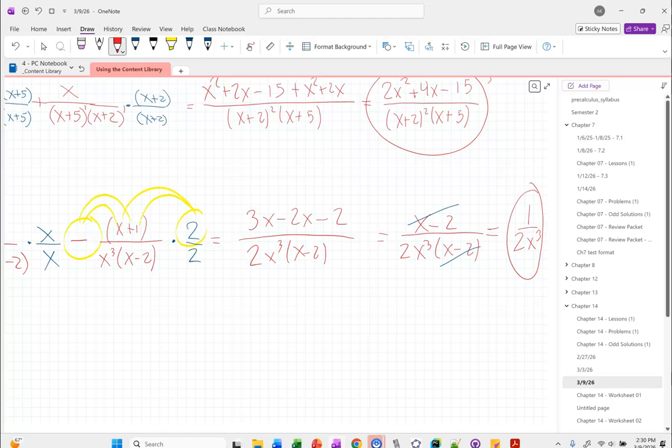When was the chapter 14? Yep, that would be good. Can I do a Delta Math like this? Yes. As long as it's in by Sunday, you can email it.